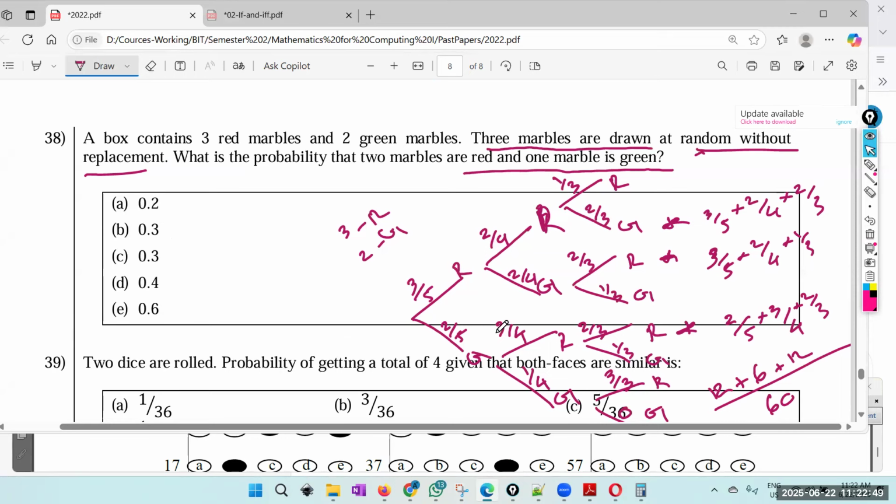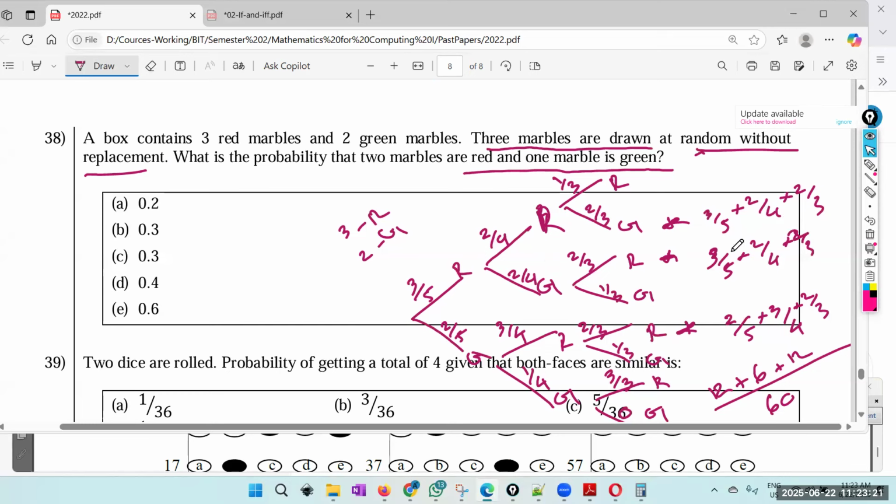How come that? Did I make a mistake? 2 marbles are red and 1 marble green. Red, red, green, this one. Red, red, green, this one, correct. Red, red, green, this one, correct. And there's no other red, red, right? 3 out of 5, 2 out of 4, 2 out of 3. 3 out of 5, 2 out of 4. This is 2 out of 3, right? Yeah, this is 2 out of 3.